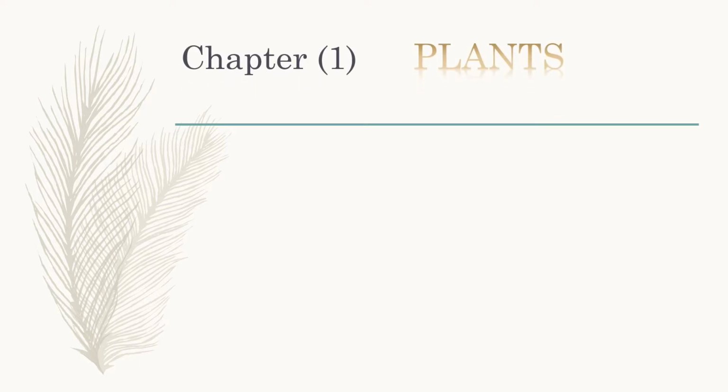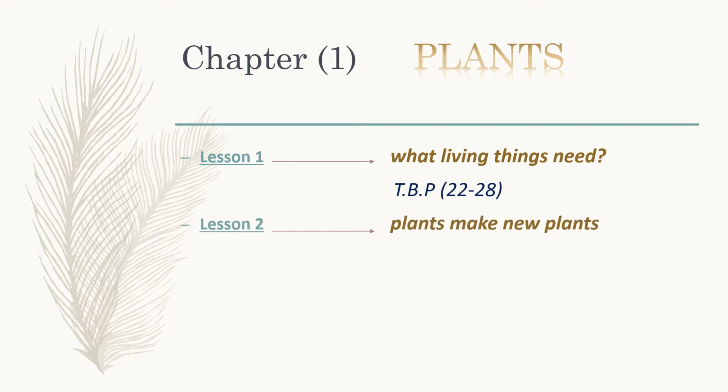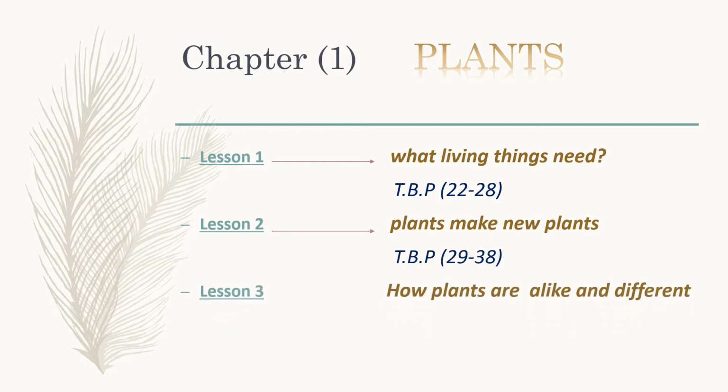Our first chapter is talking about plants. This chapter has 3 lessons. Lesson number 1 with the title What Living Things Need. Lesson number 2 with the title Plants Make New Plants. And lesson number 3 with the title How Plants Are Alike and Different. I will explain this chapter in episodes. If you're interested, please follow me in the episodes.